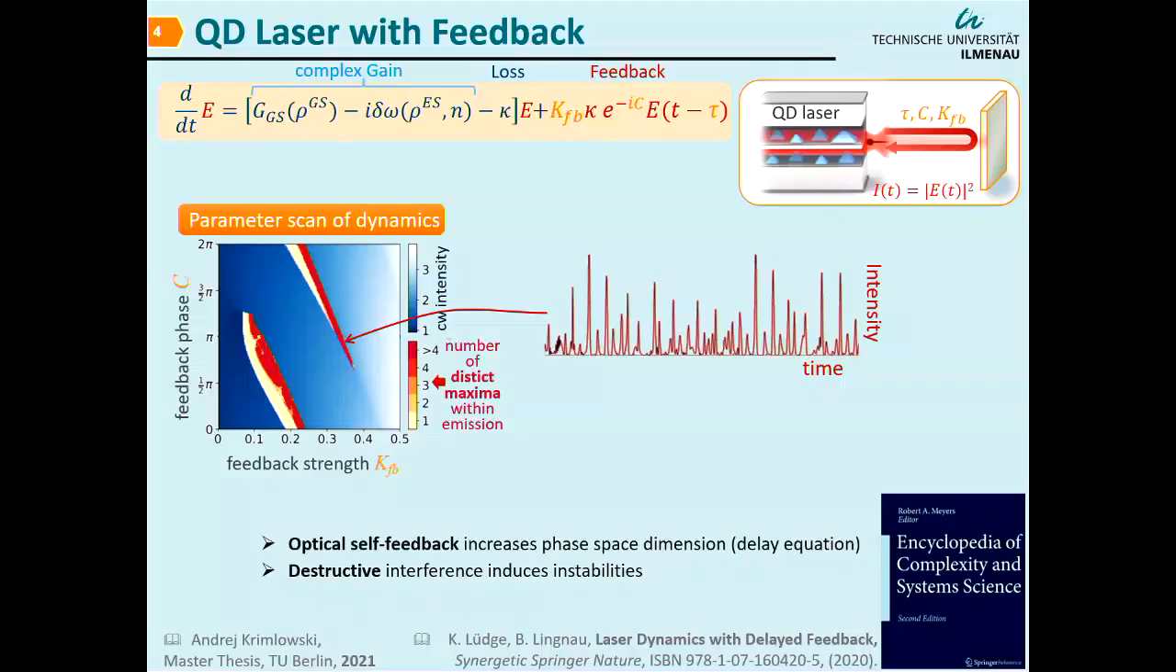Then we take these two feedback parameters, the feedback strength and the feedback phase, so it can have some phase shift when it comes back from the mirror. In this plane, we then characterize the dynamics. What you've just seen, this chaotic stuff, is more or less in the red region here. That's where we have this output with a lot of maxima, and that is the color code here, the number of maxima we find in the time series. Then it's red. And we see there's some structure in the phase space. Red, as I said, is the complex one.